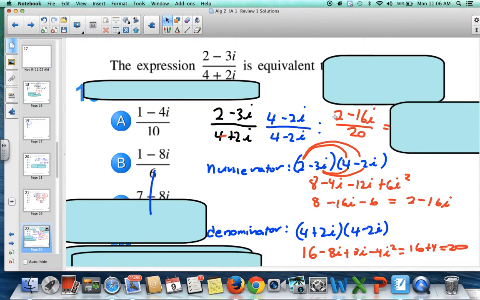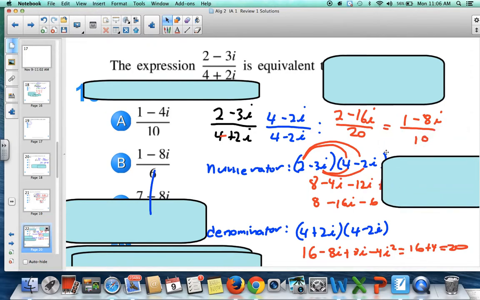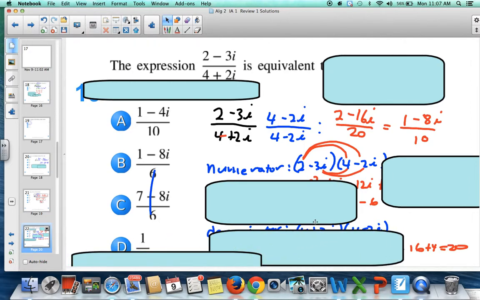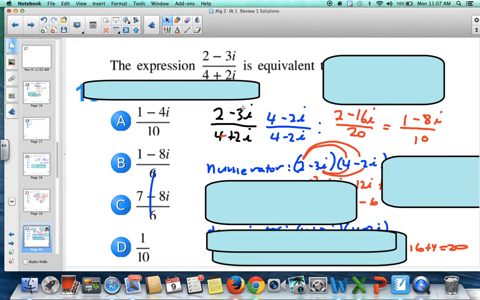And then it has to reduce, so the answer would be 1 minus 8i over 10. Unfortunately, that's not one of our solutions. So for this problem, actually this won't be on your test, but this is an invalid problem because none of the solutions works. All right.